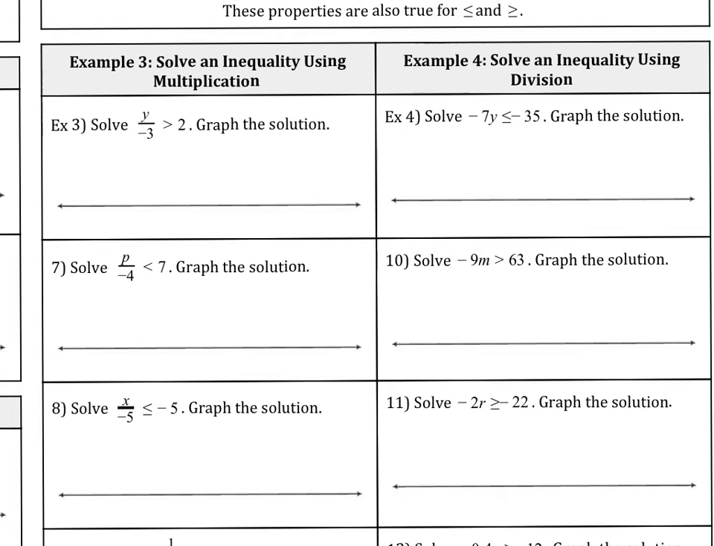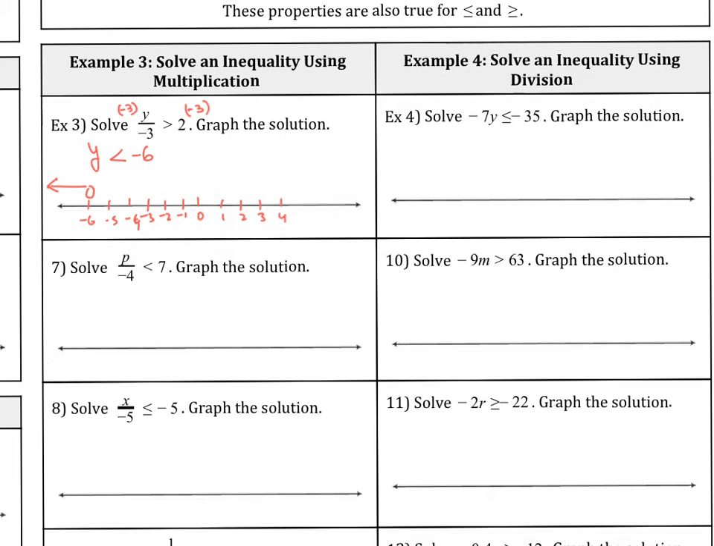For example number 3, we are going to multiply both sides by negative 3 in order to remove the negative 3 from the bottom, and then y is going to be by itself. But do not forget to switch the inequality, so it's going to be y less than negative 6. Now we're going to graph this on a number line. You make an open circle on top of negative 6, and then it's going to go in the less than direction.